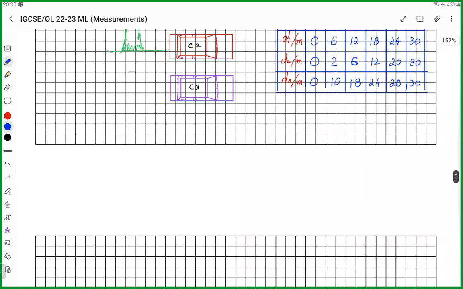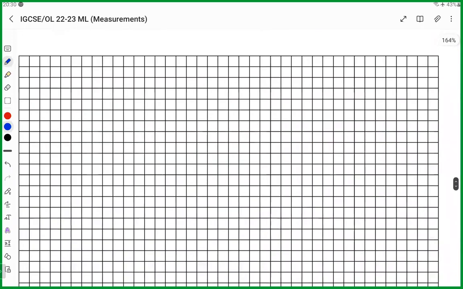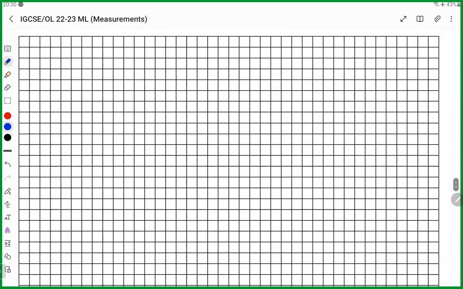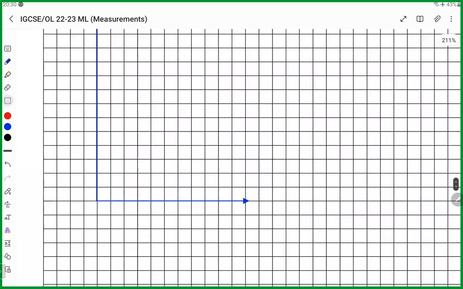Now, what we have to do is sketch graphs for this. So I hope you have a notebook with you which has lines on it, and you have a scale so you can make a graph. So what you do is you make an x-axis and y-axis like this. You use a ruler for that.